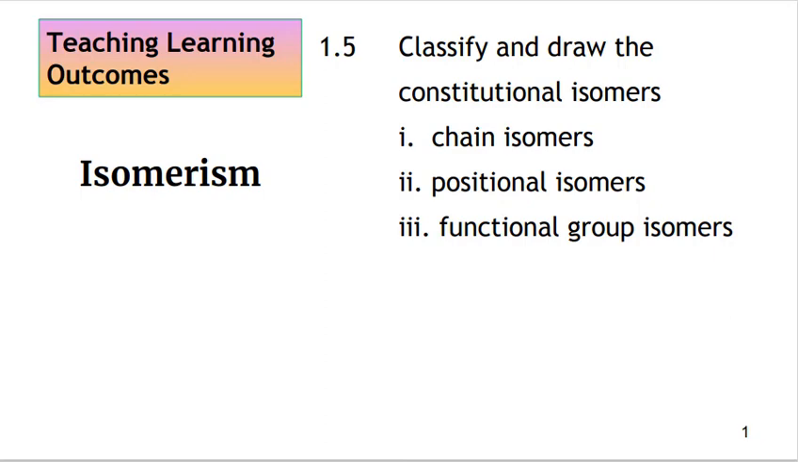Okay, so dia berkaitan dengan isomerism. So in this subtopic, you akan belajar berkenaan cara nak classify and then draw constitutional isomers lah. Okay, so constitutional isomers tu terdiri daripada 3, iaitu chain isomer, positional isomer dan functional group isomer. So first of all, you kena faham apa maksud setiap isomer tu dan macam mana nak lukis. Kita akan belajar tu selepas ni.